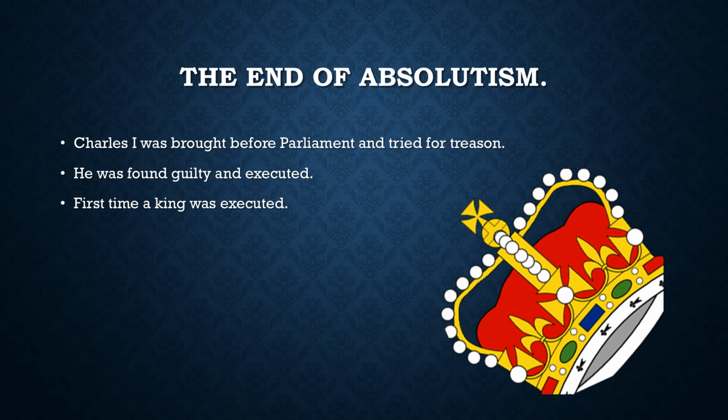So the end of absolutism. Charles I is going to be brought before Parliament, and he is going to be tried for treason. He is found guilty, and he's executed. Now, this is going to be the first time a king is executed. Obviously, kings had died before, and people had taken their throne, or they had died in battle. But this is the first time the king is going to be executed. So this is going to basically end the period of absolutism for England with the execution of Charles I.